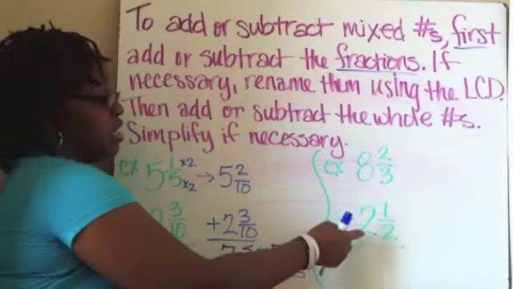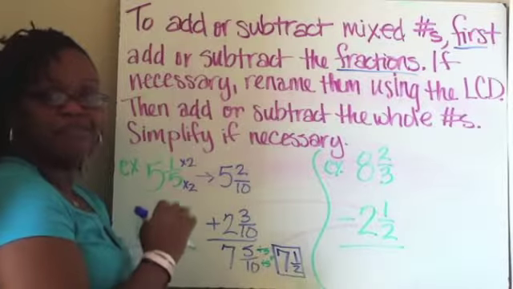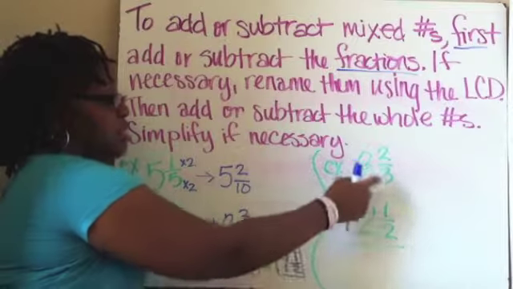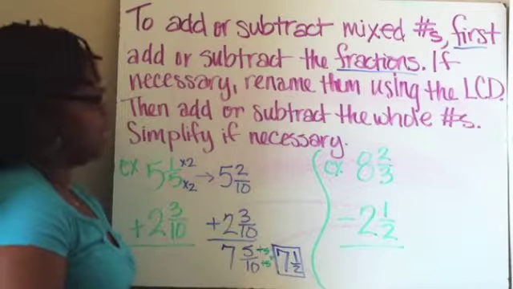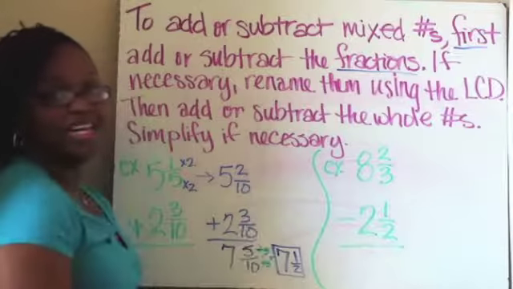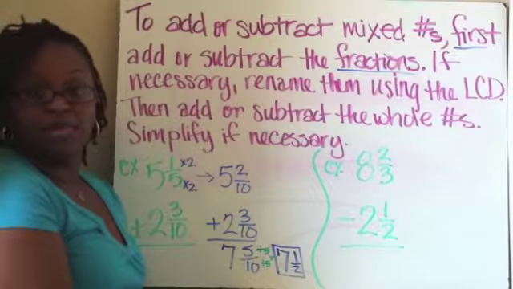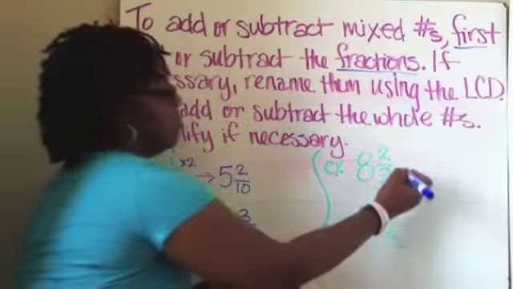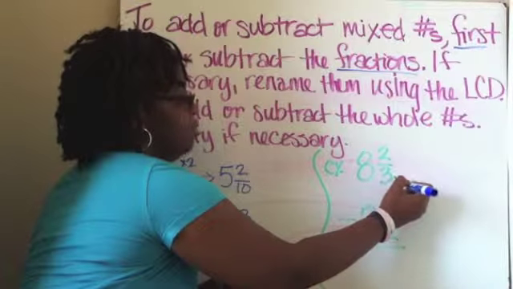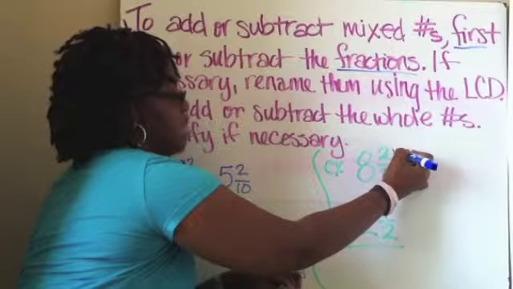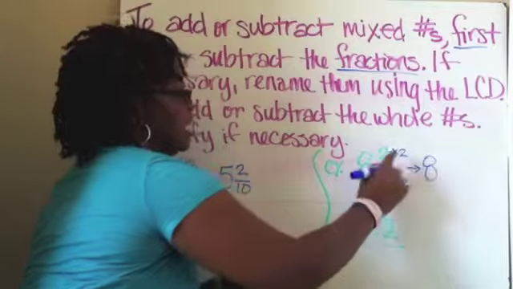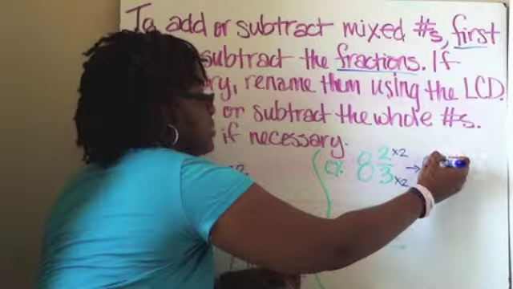So we've got 8 2/3 minus 2 1/2. Remember, we're adding or subtracting the fractions first, but they have to have the same common denominator. 3 and 2, I know that my least common denominator would be 6, so I'm going to do what I need to do to get them to a same denominator of 6. 3, I know I can multiply by 2, and I'll do the same thing to the numerator there. And so that gives me 8 4/6.